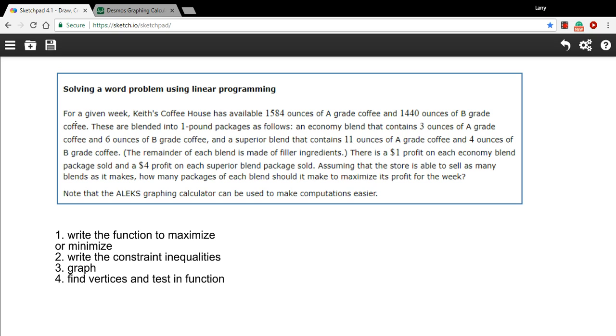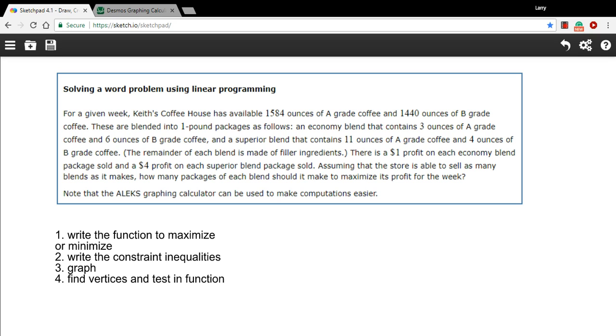First, let me just read through this. It says for a given week, Keith's Coffee House has available 1,584 ounces of grade A coffee and 1,440 ounces of grade B coffee. Okay, so over in a corner, there's a big sack of grade A coffee, a big sack of grade B. These are blended into 1 pound packages as follows. There's an economy blend that contains 3 ounces of A grade coffee and 6 ounces of B grade coffee, and a superior blend that contains 11 ounces of A grade coffee and 4 ounces of B grade coffee.